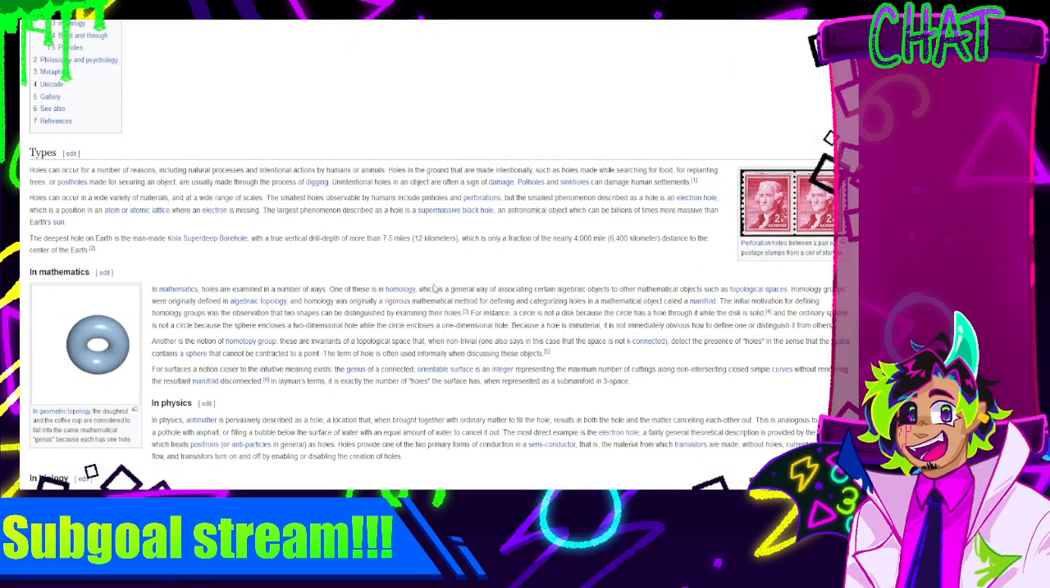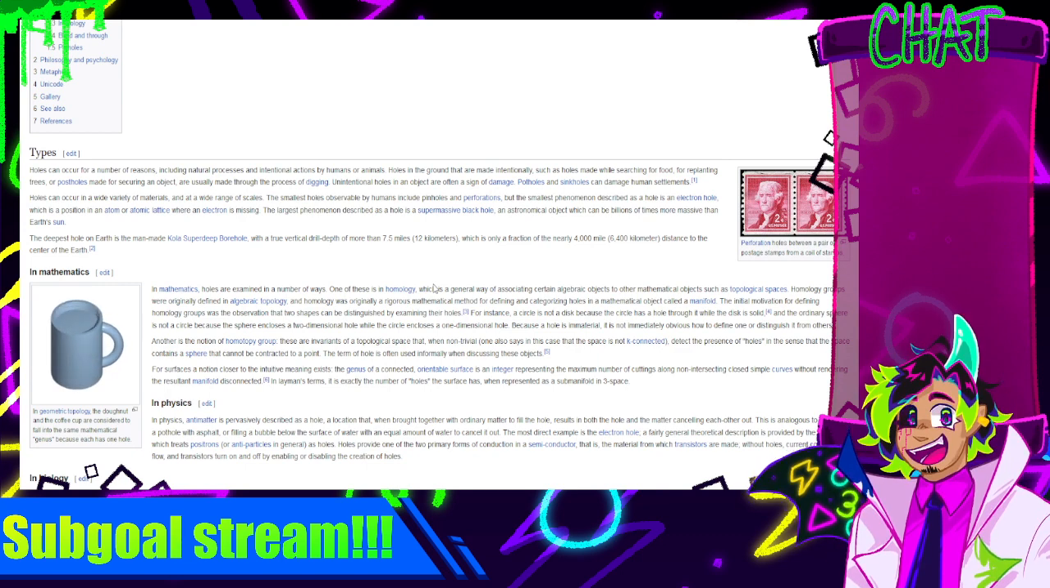Types. Holes can occur for a number of reasons, including natural processes and intentional actions by humans or animals. Holes in the ground that are made intentionally, such as holes made while searching for food, or replanting trees, or post holes made for securing an object, are usually made through the process of digging. Unintentional holes in an object are often a sign of damage. Potholes and sinkholes can damage human settlements. Holes can occur in a wide variety of materials and at a wide range of scales.